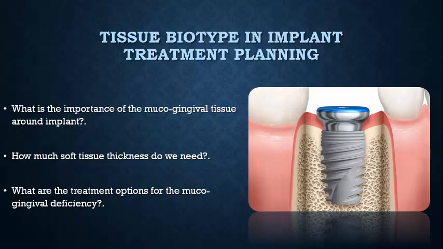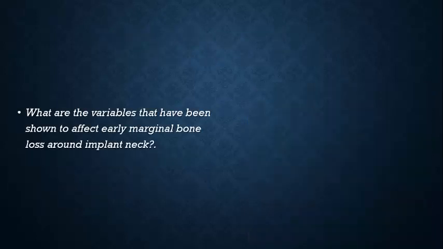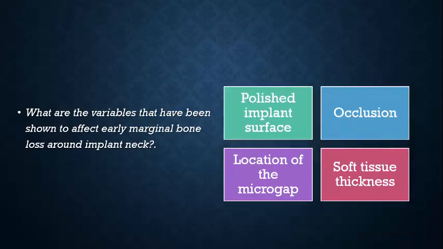And just to show you the importance of the soft tissue around the dental implants, and that we need to measure the soft tissue thickness and consider the soft tissue biotype before we place our implants. So there are four main variables that have been shown to affect the early marginal bone loss around dental implants.